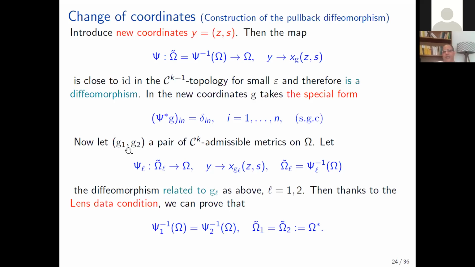Now we consider a pair of admissible metrics G1 and G2. Then we have two diffeomorphisms, psi1 and psi2, which satisfy this special form. And thanks to the lens data, we can prove that the transformed domains of omega by the maps psi1 minus 1 and psi2 minus 1 are the same. That is, G1 tilde equals G2 tilde, and omega 1 tilde equals omega 2 tilde equals omega star.